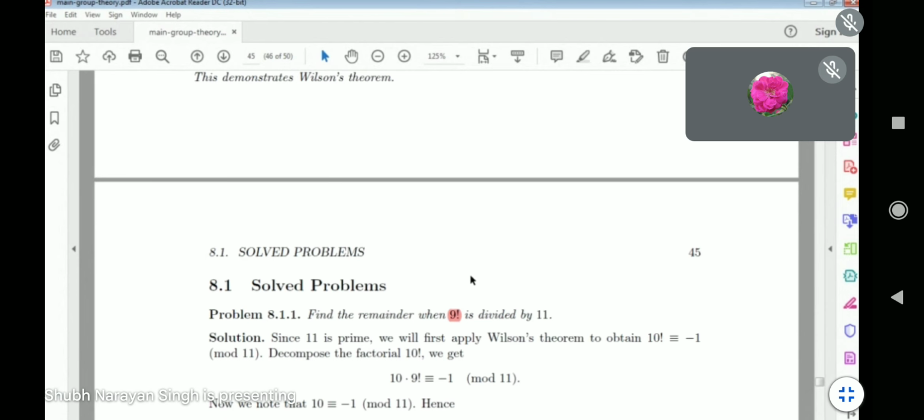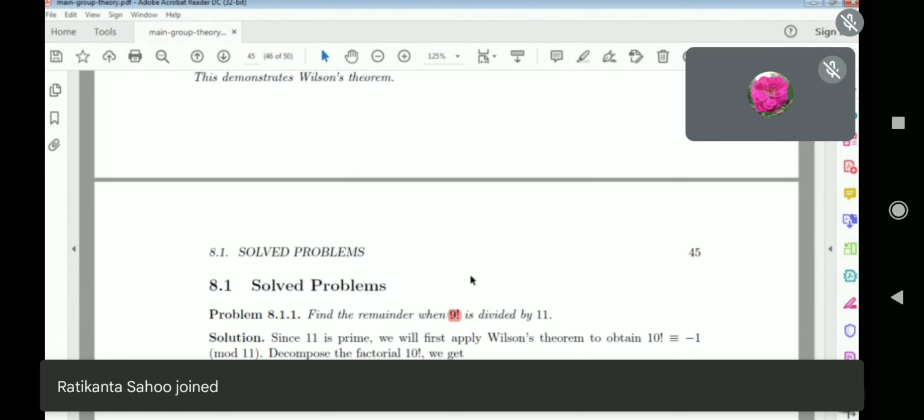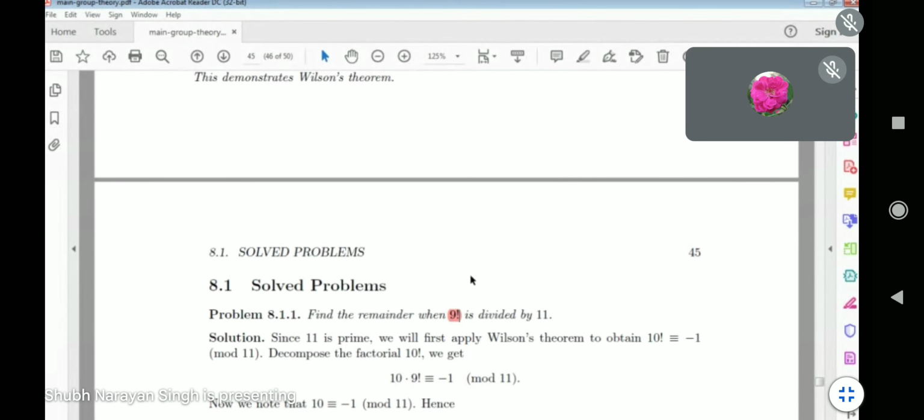Because we have the Wilson theorem. People say why mathematics has so many theorems, propositions, and lemmas. Because of this issue: we cannot find the answer manually when there is big data. 9 factorial is a very small number. Suppose I give 25 factorial; that is a very large number.